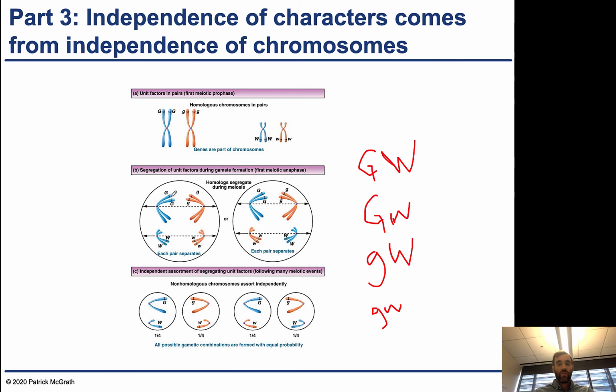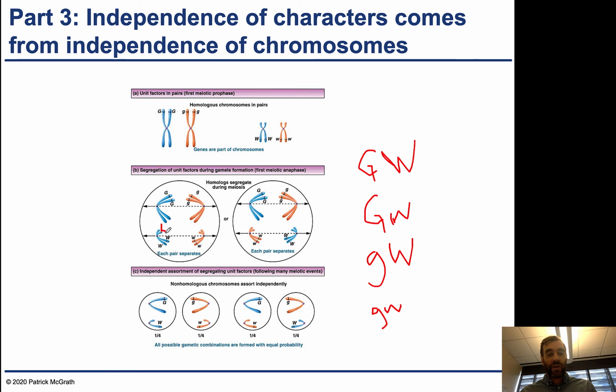And so the reason you see independent assortment is often because genes are located on different chromosomes. So the gene that controls seed color is on a different chromosome from the gene that controlled seed shape. And so when you look at meiosis, this is when these homologs are actually separated out into the gametes. And so we can see a gamete can have either the big G or the little g, just depending on how exactly it was separated.